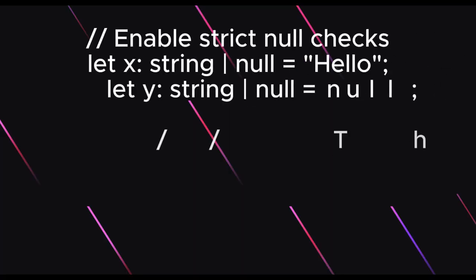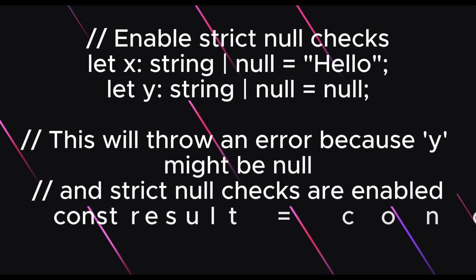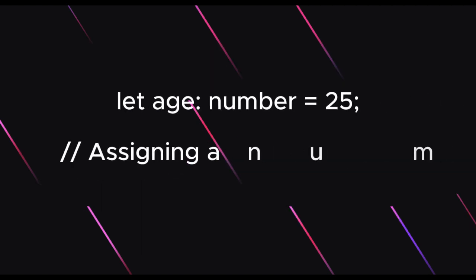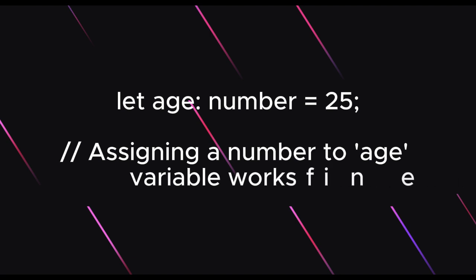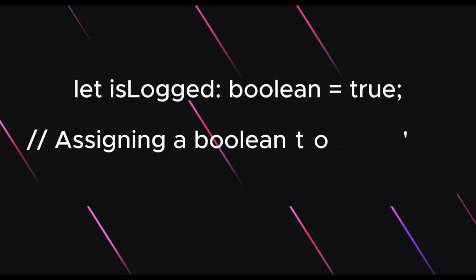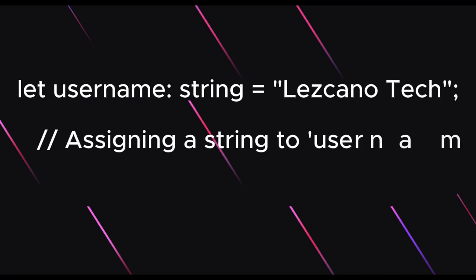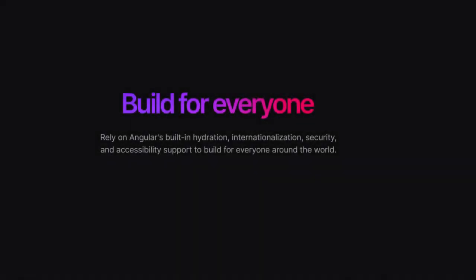For example, if you want to declare a variable, which is a string, a number, or a boolean or whatever it is, you need to type it and indicate strictly that this particular variable is for a number, or for a string, or for a boolean and so on.